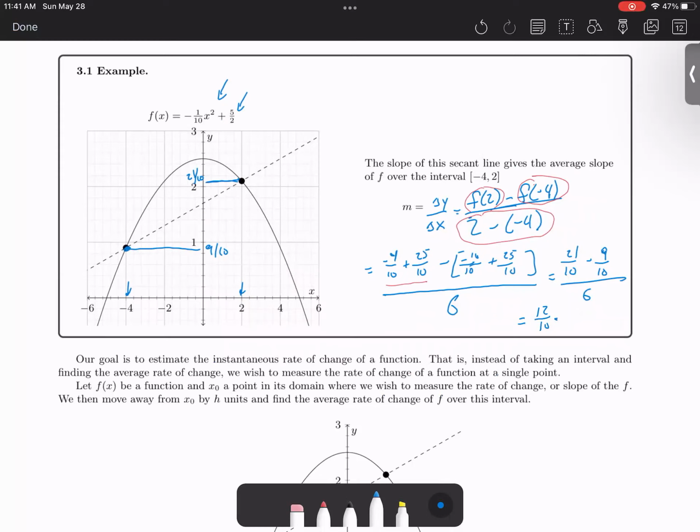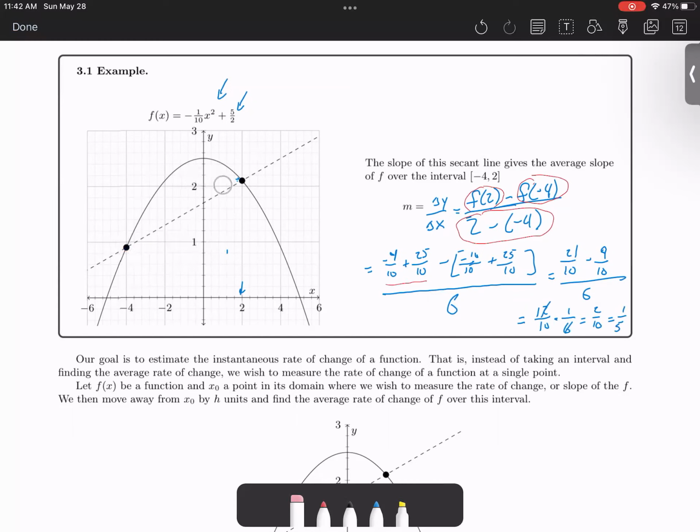And then I'll take that 12/10 and divide it by 6. Let's make the algebra easy. The 12 and the 6 leave me with just a 2 on top. A 2 over 10 is the same thing as 1 over 5. So even though this function increases pretty quickly right there, increases medium quickly right there, doesn't increase at all right there, and actually starts to decrease, on average over this interval, the slope of the function is: it goes up 1 unit for every 5 units in the x direction.